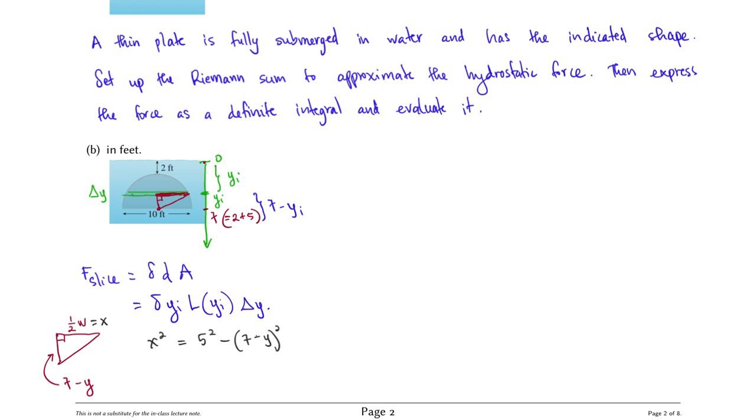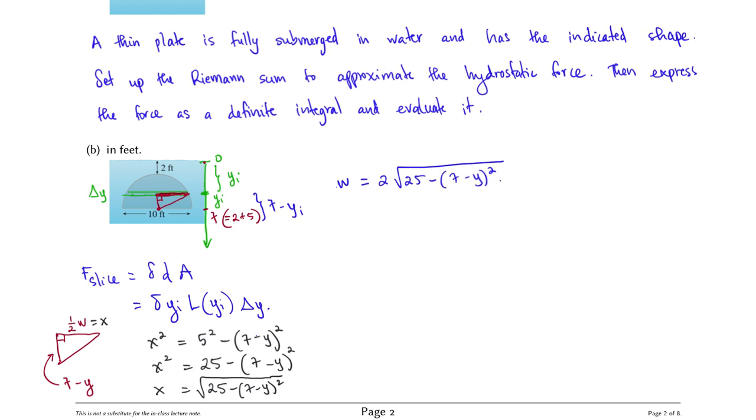And using the Pythagorean theorem, we have x squared equals 5 squared minus (7 minus y) quantity squared, which is x squared equals 25 minus (7 minus y) squared. So x is the square root of 25 minus (7 minus y) quantity squared. This x is half of the width, and so the width is 2 times the square root of 25 minus (7 minus y) quantity squared.